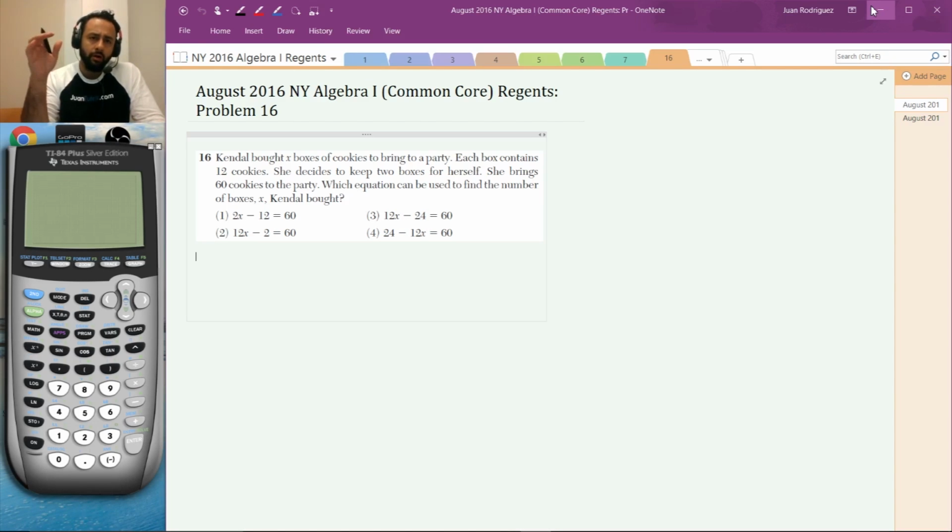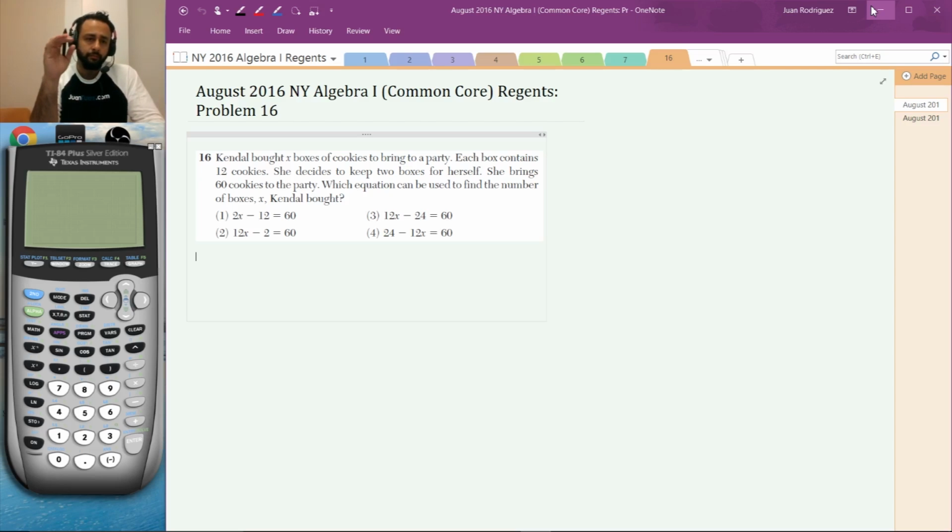Today we're working on the August 2016 New York Algebra 1 Common Core Regents exam, problem number 16. If you want to find these exams anywhere in the world, you go to nysedregents.org. Click on the appropriate tabs and the tests are all available to you.